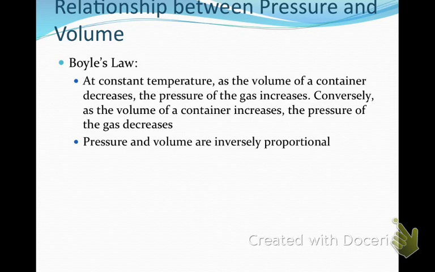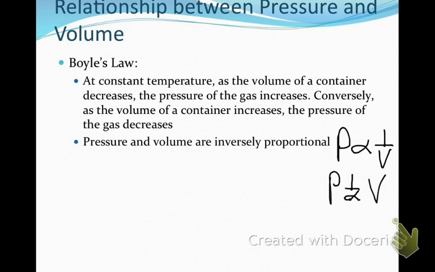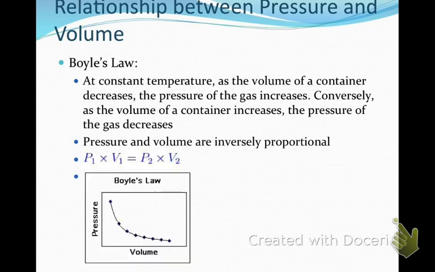And the way that we would show that would be P is proportional to the inverse of volume, or you might even see this symbol. It's pretty rare, but you can see that one as well. All right, so let's look at the next thing. So pressure times volume, so P1 times V1 is equal to the second pressure times the second volume. And take a look at the graph.